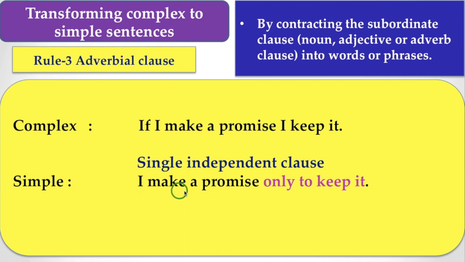Here, "I make a promise only to keep it". This particular adverb "only to keep it" contains the whole sense of this complex sentence. So here you have to use "only to keep", and also, remarkably, you have to use the infinitive to convert this finite verb into a non-finite one, as is typical of a simple sentence.